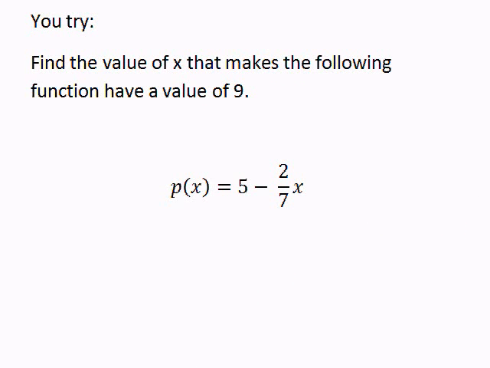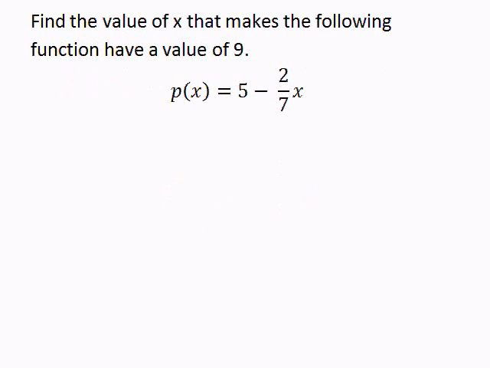Here's another example for you to try on your own. Please press pause, work out the problem, and when you're ready to see the answer, please press play. Hopefully you've changed p(x), the entire thing, into 9, creating the equation 9 equals 5 minus 2 over 7 times x. We're now going to solve in reverse order of operations by subtracting 5 from both sides.